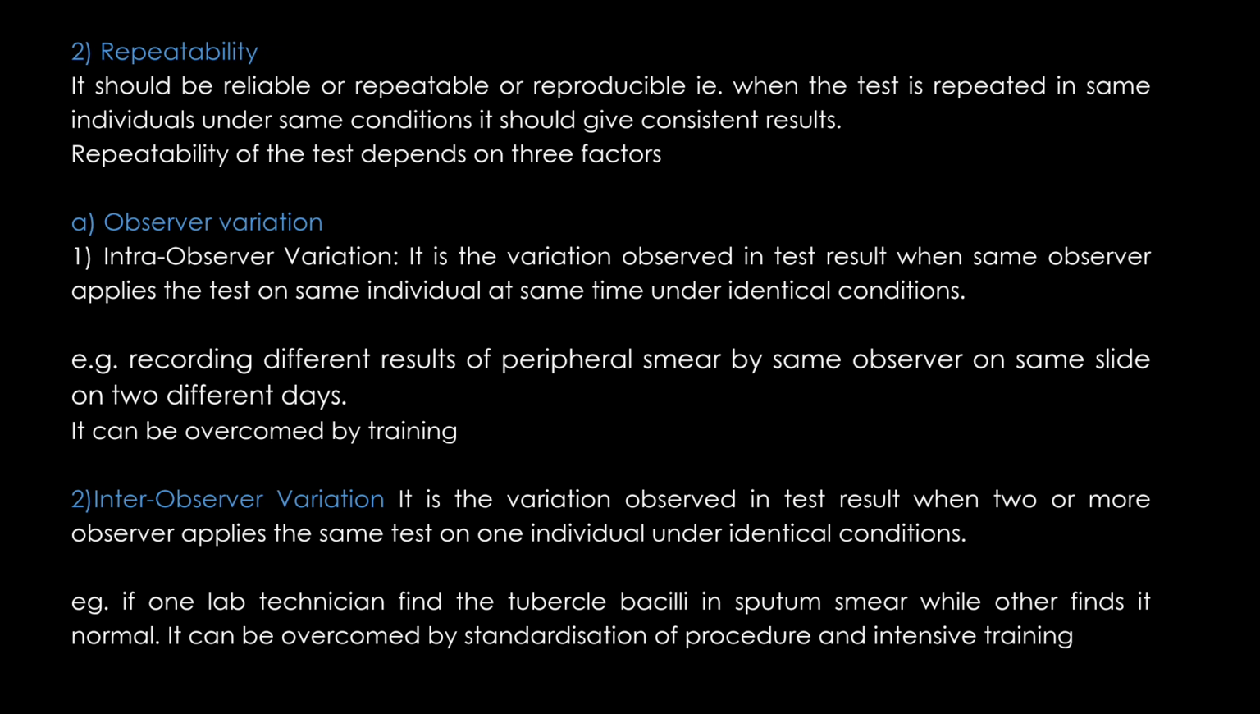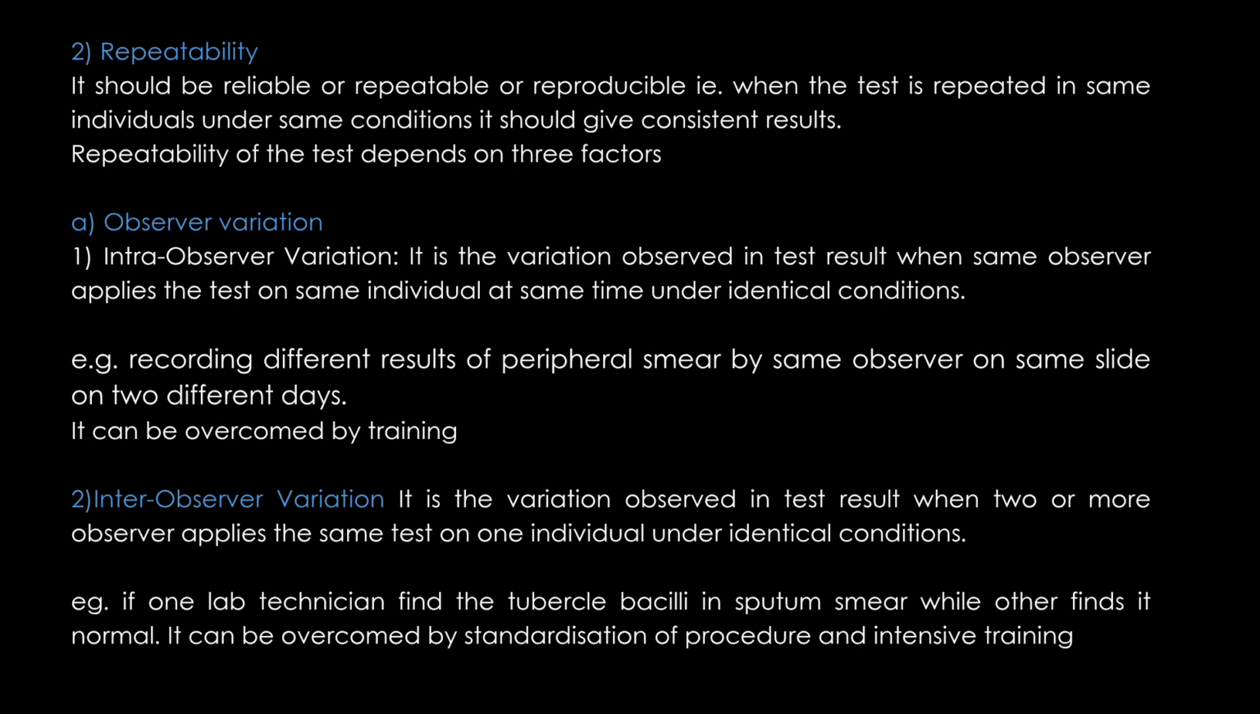Intra-observer variation is a variation observed in a test result when the same observer applies the test on the same individual at the same time under identical conditions. For example, recording different results of a peripheral smear by the same observer on the same slide on 2 different days. So this can be overcome by training.